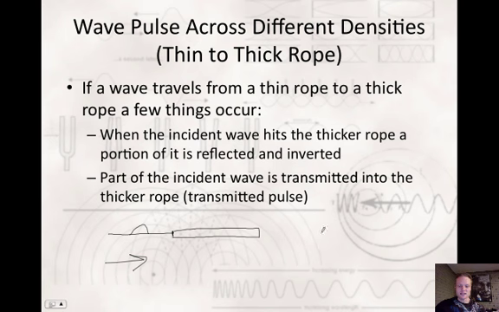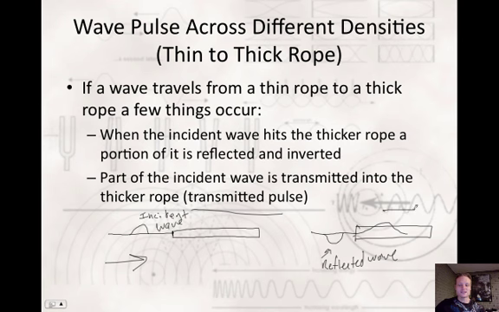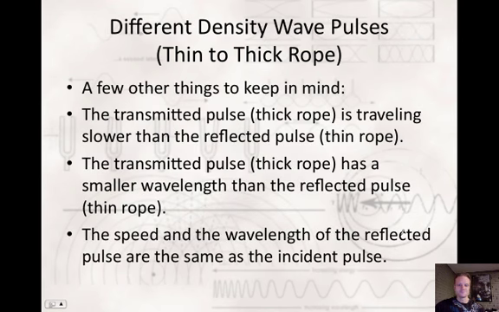Okay, so let's say we have another wave, maybe 10 seconds later, that's inverted, and this is the reflected wave. So one thing that happens is that the wave is reflected and inverted, and the second thing is part of this incident wave, which is represented over here, is going to be transmitted into this thick rope, and that's called a transmitted pulse. Part of it goes into this thick rope, traveling again still this direction.